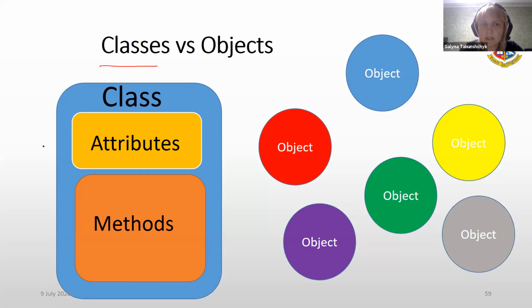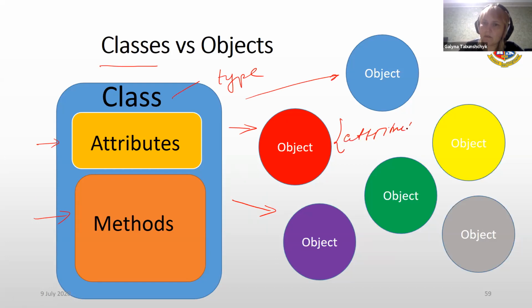All classes contain attributes and methods. So class is a type, and we could create variables of your type. They are called objects. What this means is that each object has attributes which are common for your class. They all have the same attributes, so the same variables, but each object has its personal value.